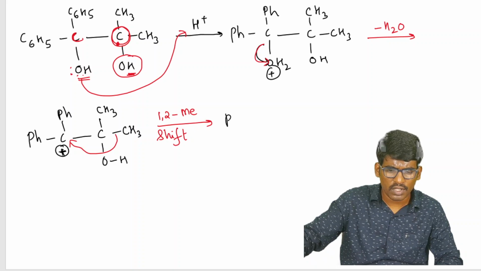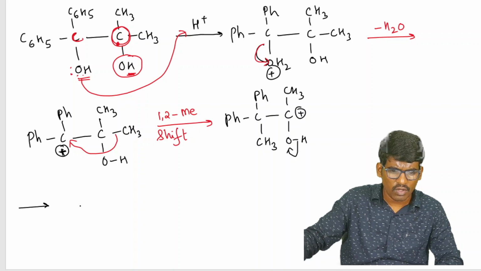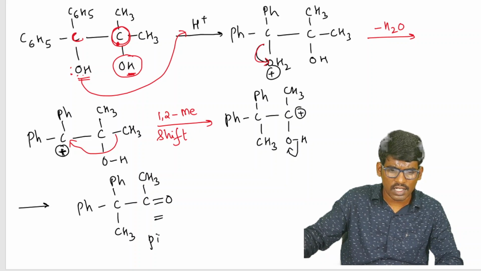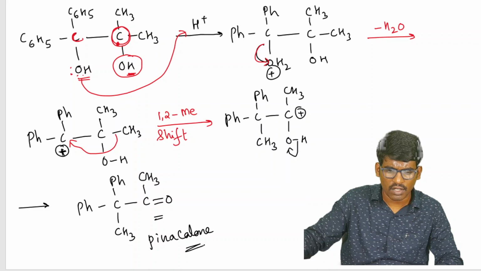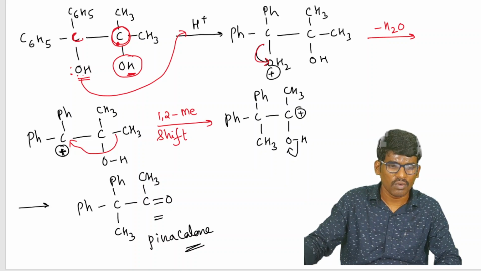If you do the 1,2 methyl shift, that is Ph C Ph, this one will be CH3 and it is C, and we are going to get the positive charge over here, CH3, and OH with a positive charge. Obviously we are going to polarize the bond in this way. If I polarize the bond, we get Ph C Ph CH3, and here CH3 C double bond O. This is called pinacolone. Hope you understood the mechanism, right? It is a clear-cut mechanism of the pinacol-pinacolone rearrangement.